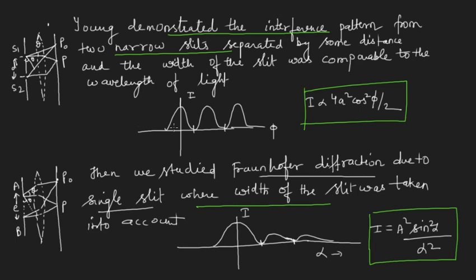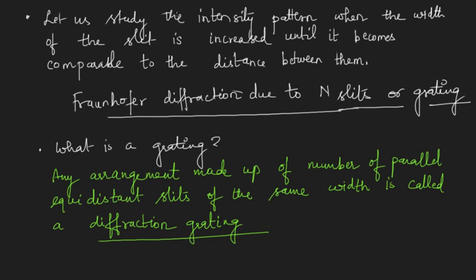So we have increased the width of the slit until it becomes comparable to the distance between them. In order to do that, I will be using many slits instead of one slit, and try to see how intensity modifies when we take n slits. We also call this a grating.